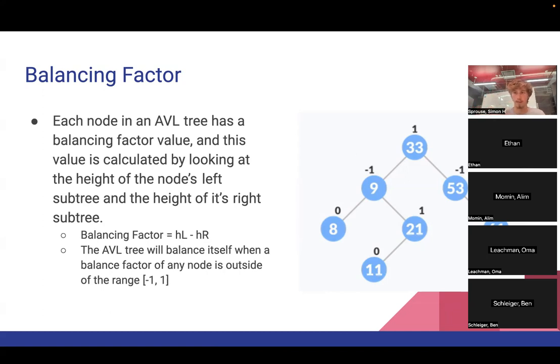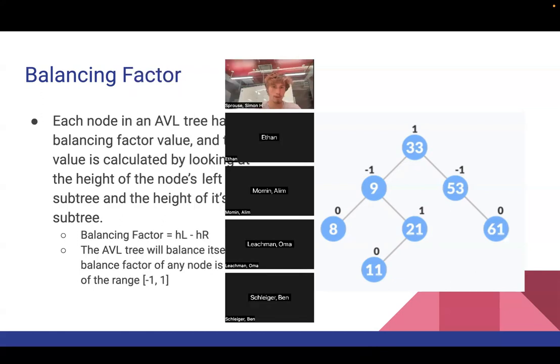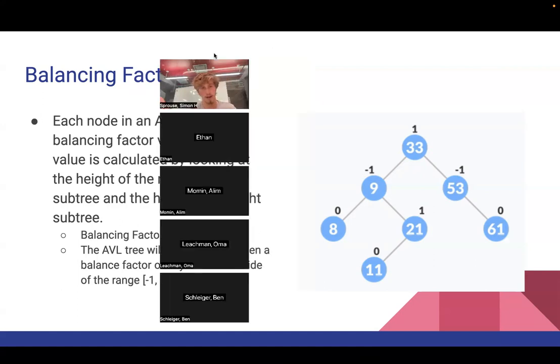And so as you can see in this example right here, computing each node gives you a different balance factor depending on the height of the left and the right subtree. Obviously, the nodes with no children have a balance factor of zero, right? That's kind of trivial. As you can see, the leaf nodes, which in this case are going to be 8, 11, and 61, all have a balance factor of zero, because in this formula, they have no left tree and they have no right tree. So therefore, it's impossible for them to be imbalanced.